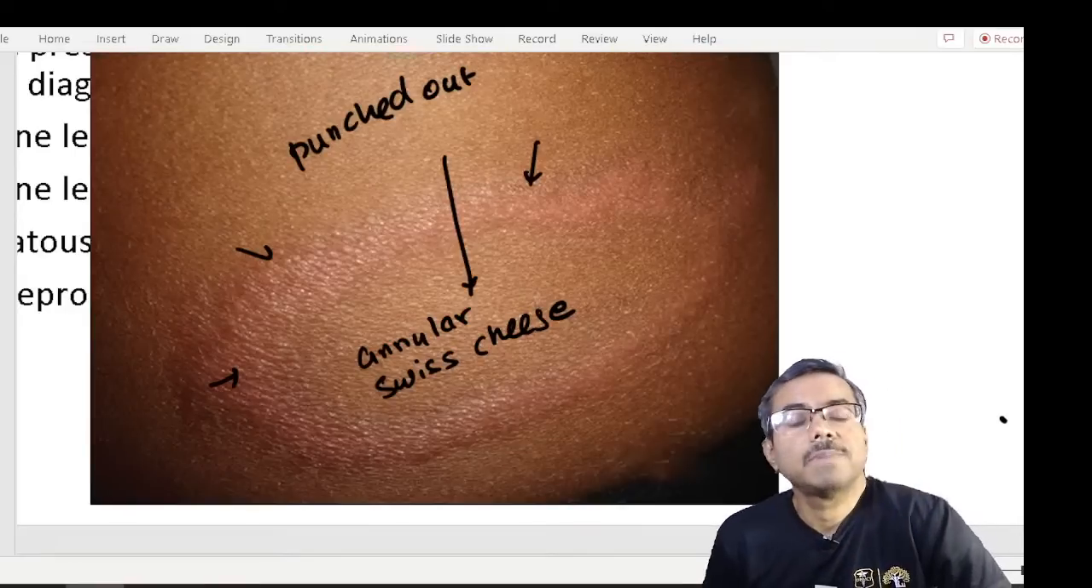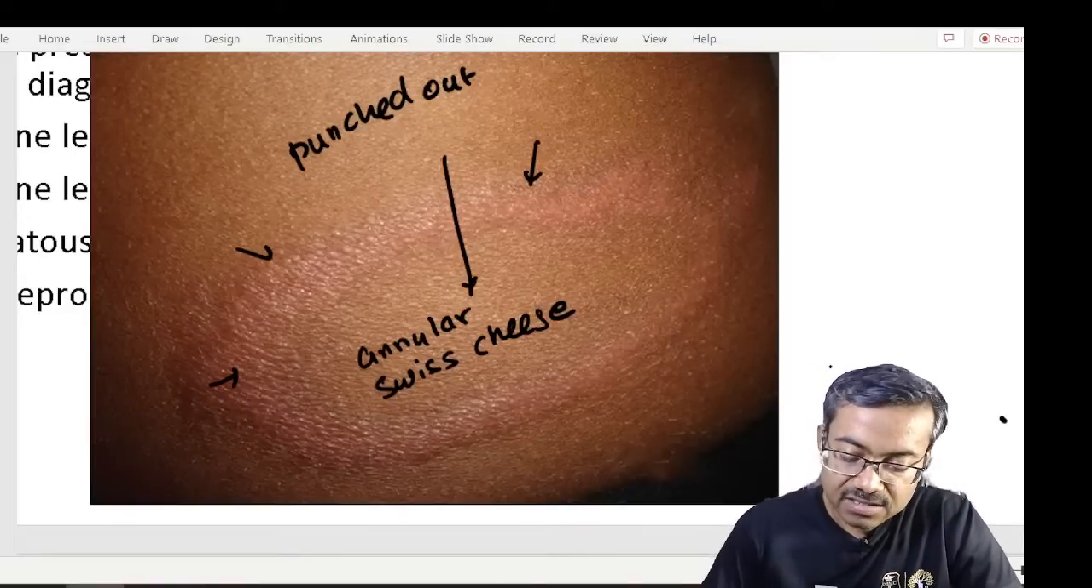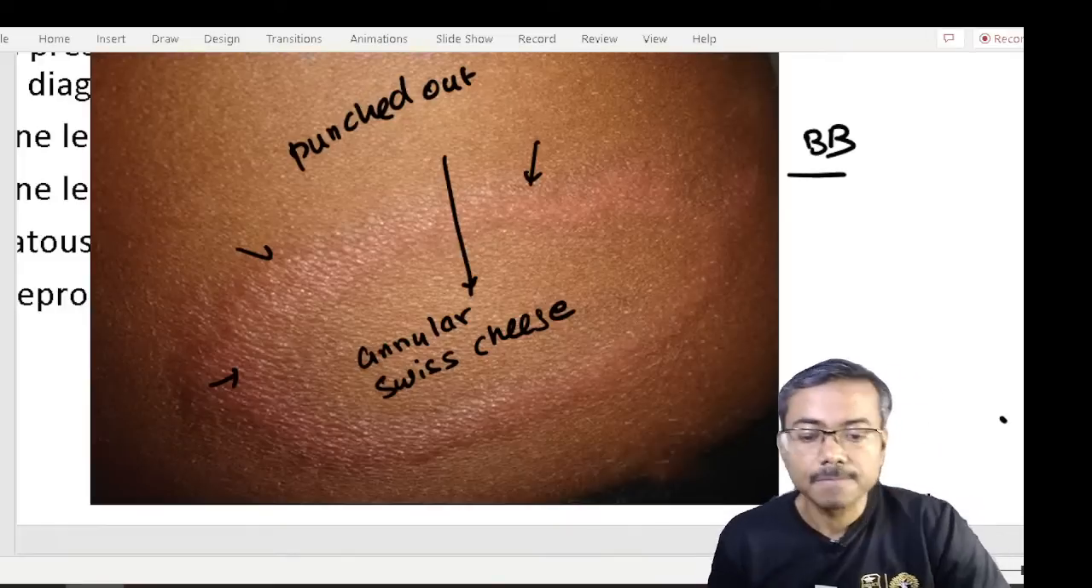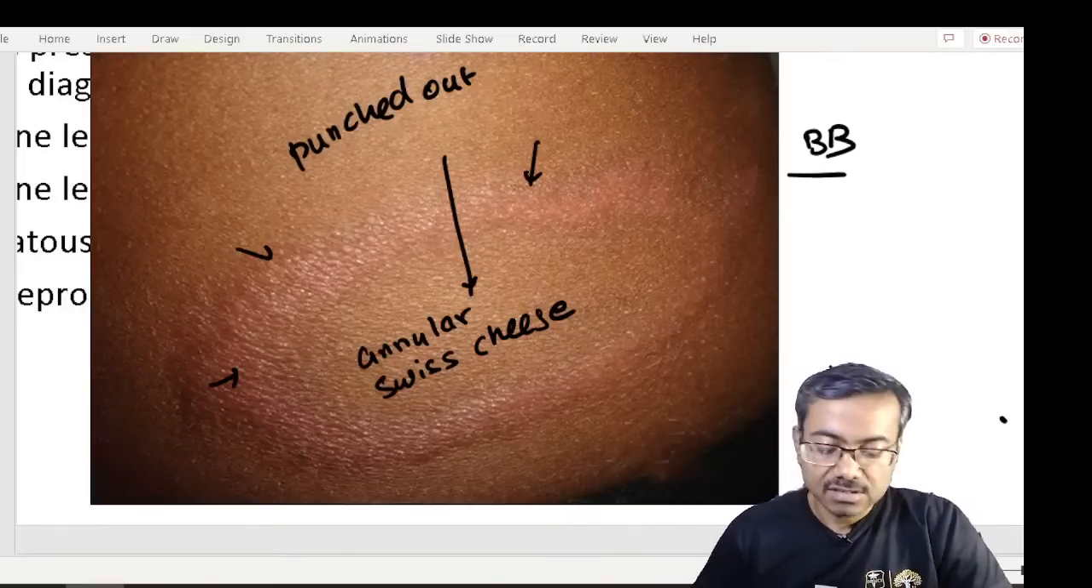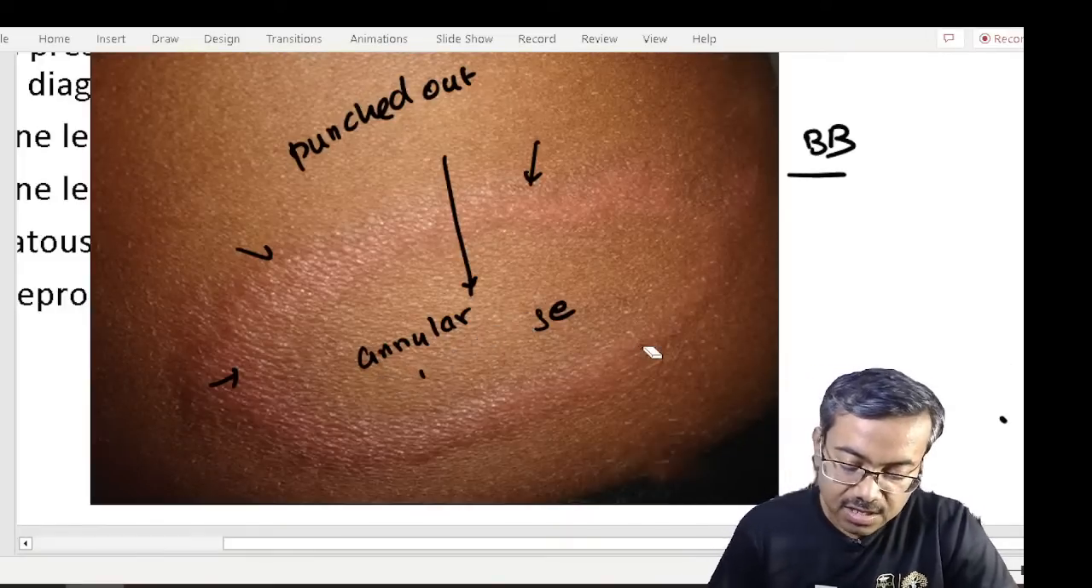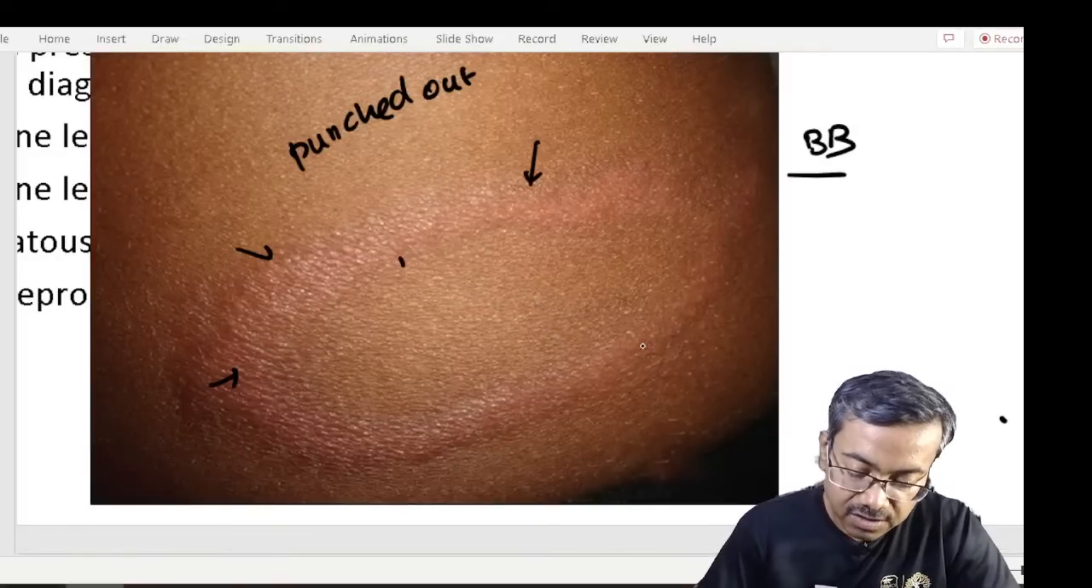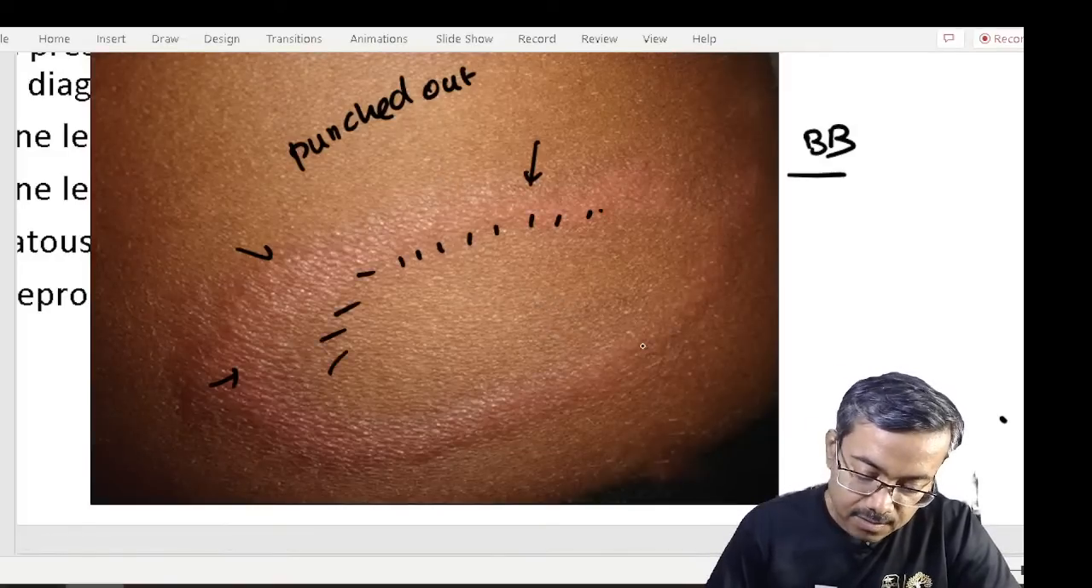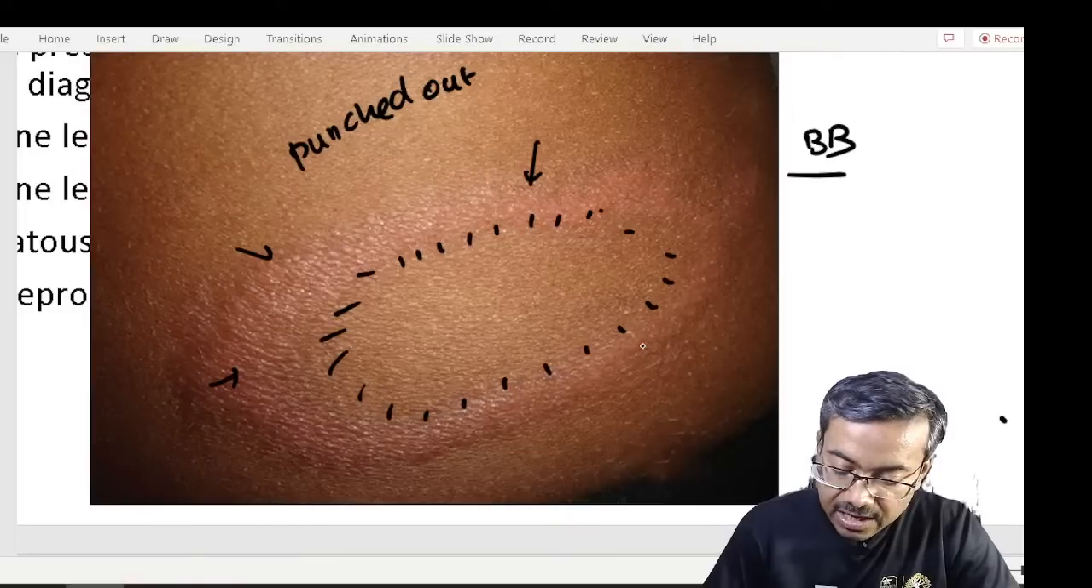Okay. Or punched out lesions, okay, and that is the typical sign of BB Hansen's. Borderline Hansen's is a typical disease where you have this. Now, if you have these annular lesions with a bit of scale on the edge, let's assume you have annular but with a scale on the edge.